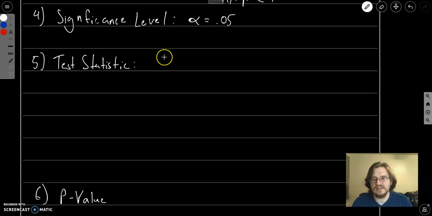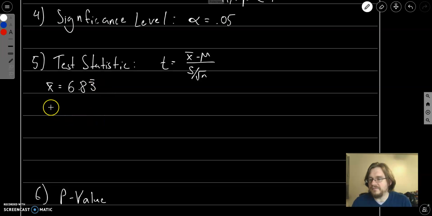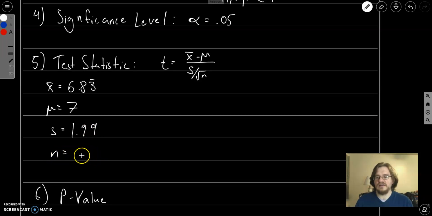So the test statistic here is going to be t. It's going to be x bar minus mu divided by s divided by the square root of n. So x bar we said was 6.83. Mu, the value that we're testing, is going to be 7 hours of sleep. S, our sample standard deviation, was 1.99.